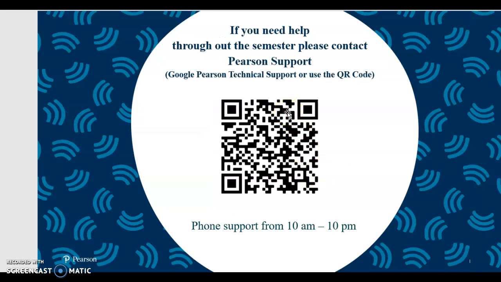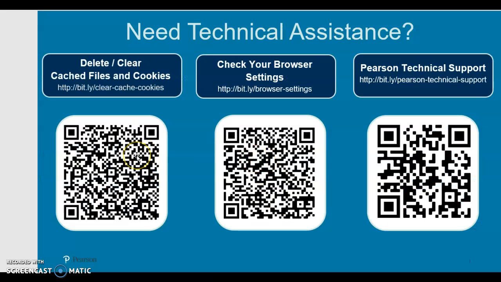Throughout the semester, tech support is available 24/7 using this QR code, or just Google Pearson Technical Support. Live phone and chat is available from 10 a.m. to 10 p.m. If you have questions about Mastering or something's not loading properly, clear your cache and cookies. If you're not sure, check your browser settings. And if you still have issues, contact Pearson Technical Support. These can help you. If you still have trouble, then contact me and I'll be sure to help you out.